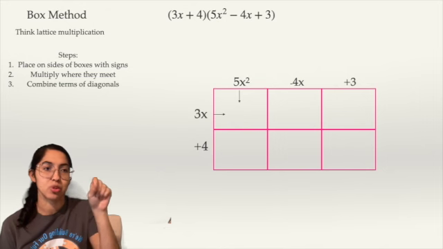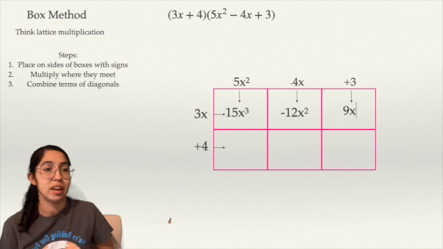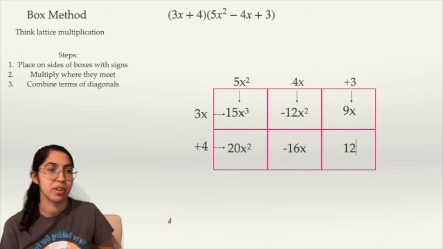is of each square. So 5x squared times 3x would be 15x cubed. And then we just keep going. 3x times negative 4x is negative 12x squared. 3 times 3x is 9x. 5x squared times 4 is 20x squared. Negative 4x times 4 would be negative 16x. And last, 3 times 4 would be 12.